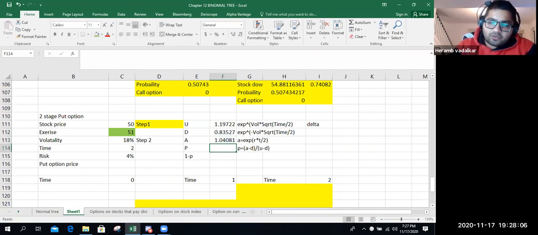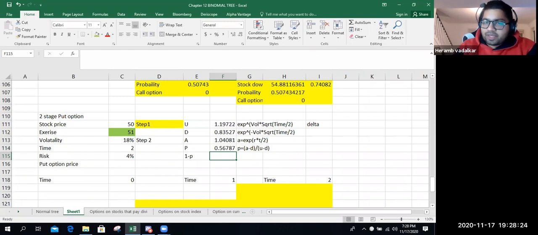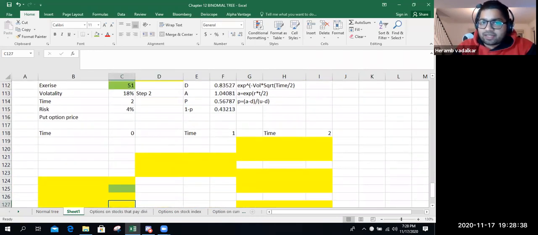So 1.04, we can calculate P. It's A minus D divided by U minus D. So P is 56%. 1 minus P will be 43%. So we calculated P, we calculated 1 minus P. We'll start putting the tree together.